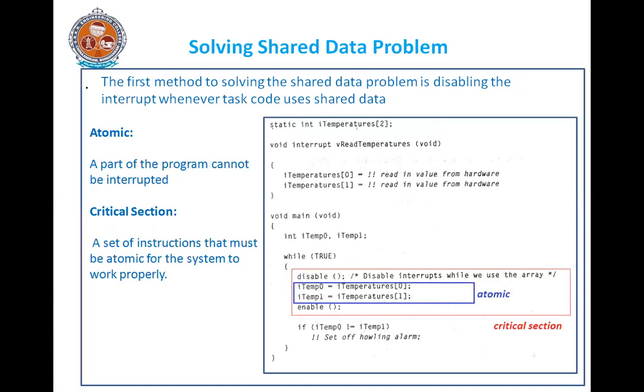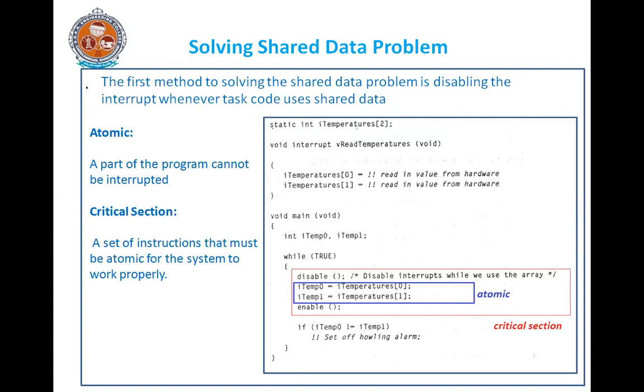How to solve this shared data problem? The shared data problem can be solved by using methods called atomic. What is meant by atomic? A part of the program that cannot be interrupted. A part of a program is said to be atomic if it cannot be interrupted.